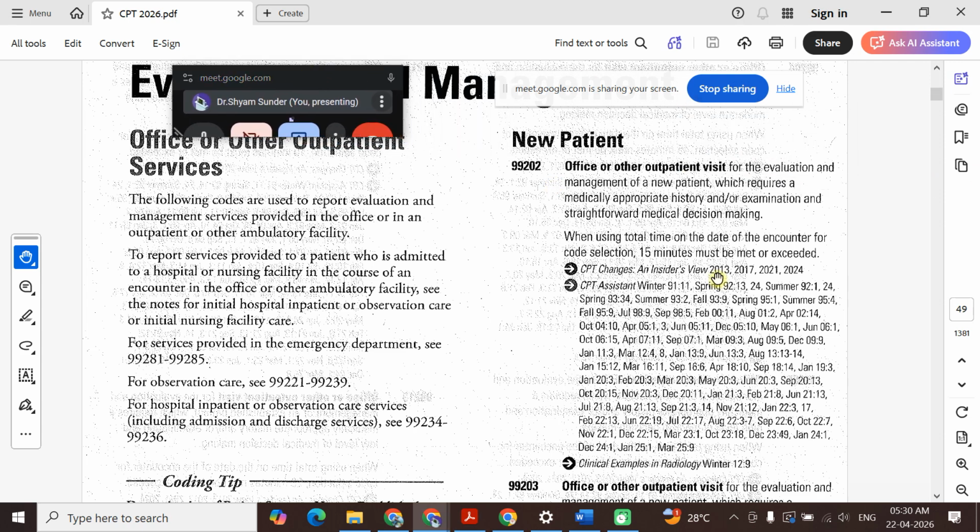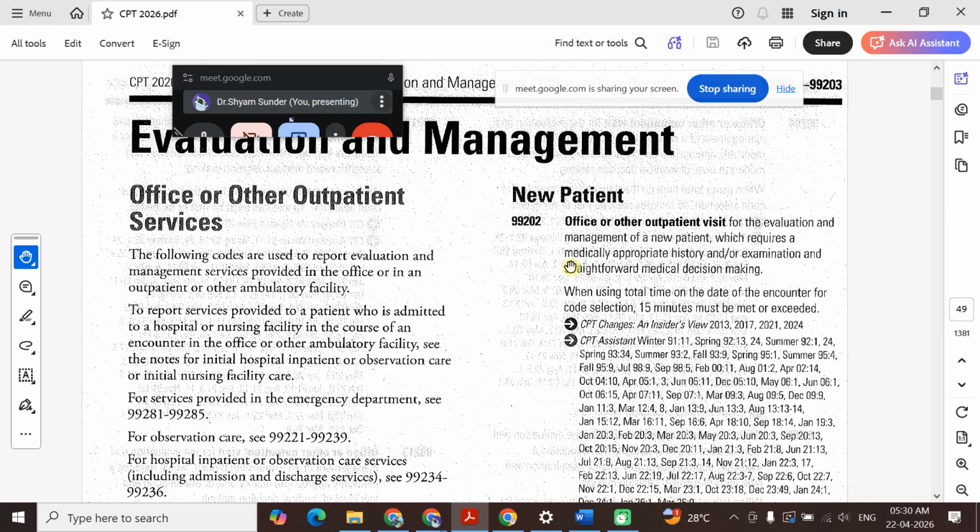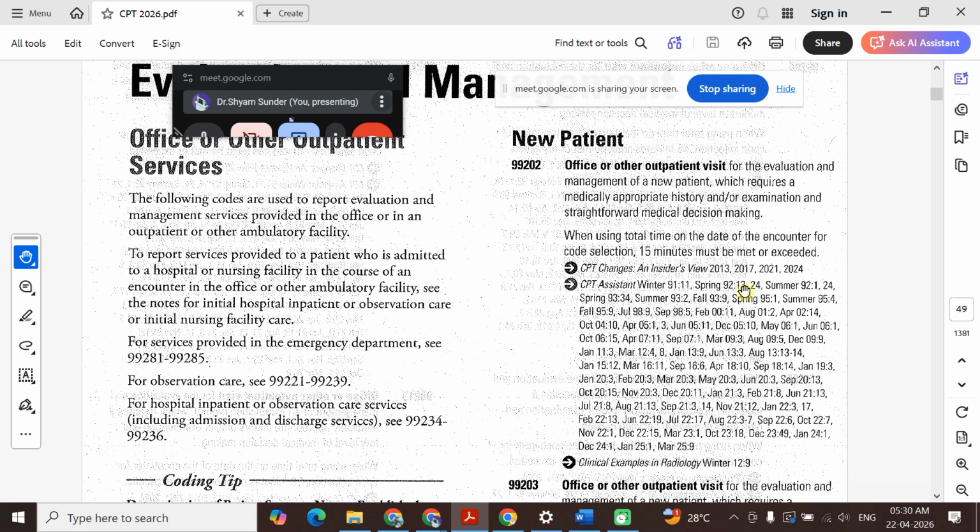So let us see the codes. 99202. Anybody wants to read the description? Office or other outpatient visit for the evaluation and management of new patient which requires a medically appropriate history and or examination and straightforward medical decision making. When using total time on the date of the encounter for code selection, 15 minutes must be met or exceeded. Yes, this is the total description of 99202 code.